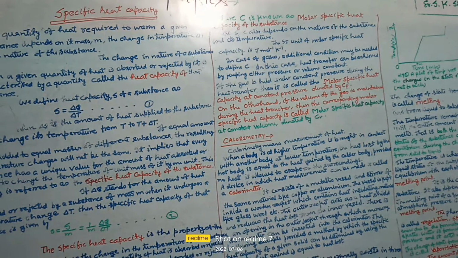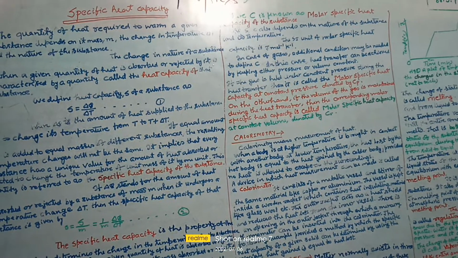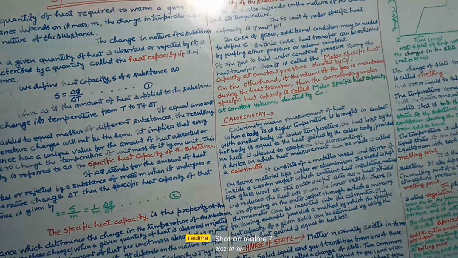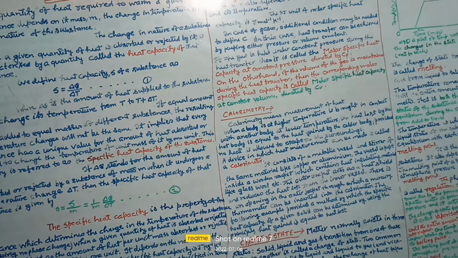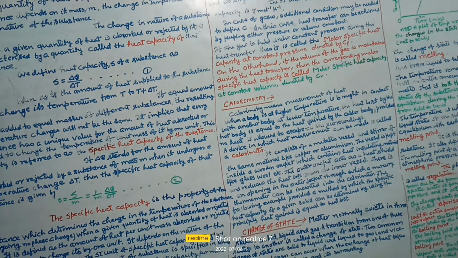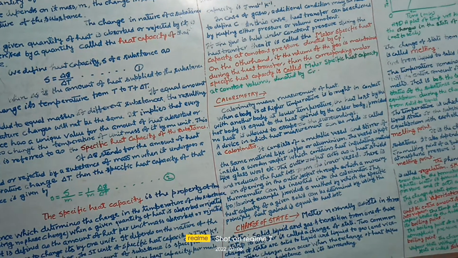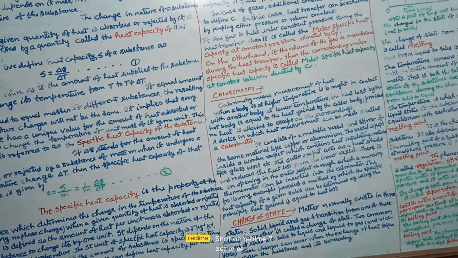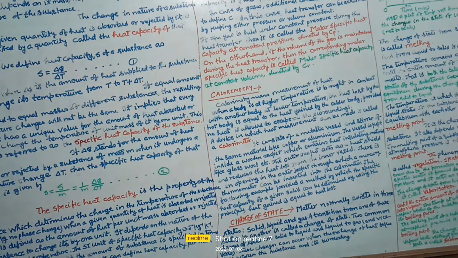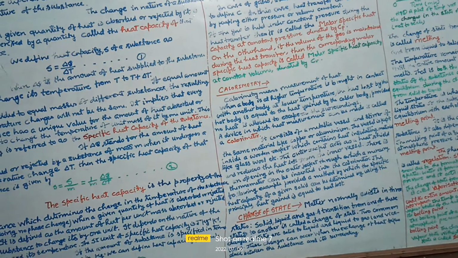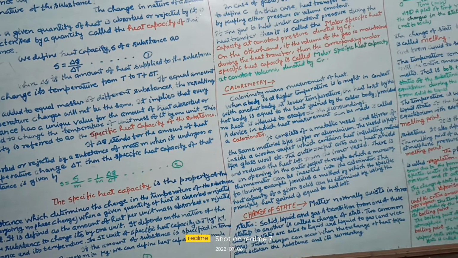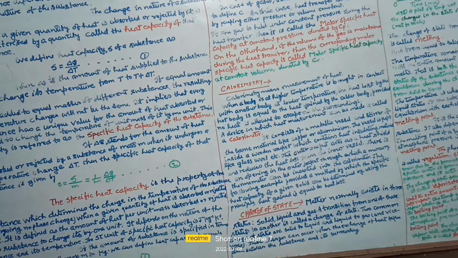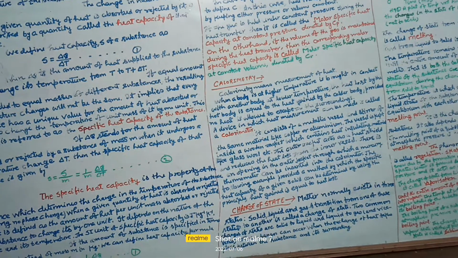Now, calorimetry is the measurement of heat. When a body at higher temperature is brought in contact with another body at lower temperature, the heat lost by the hot body is equal to the heat gained by the colder body. So the heat gained is equal to the heat lost. On this principle, we measure the specific heat capacity of a liquid or a substance.